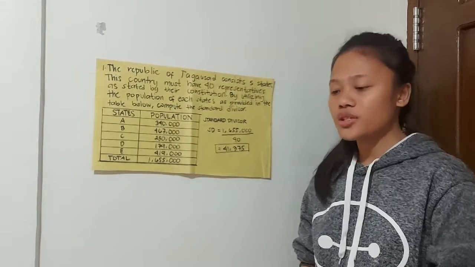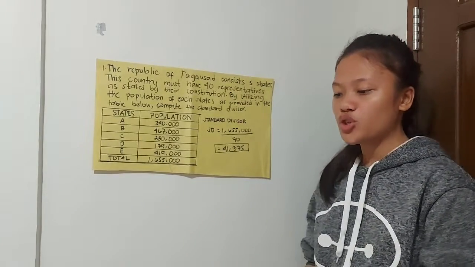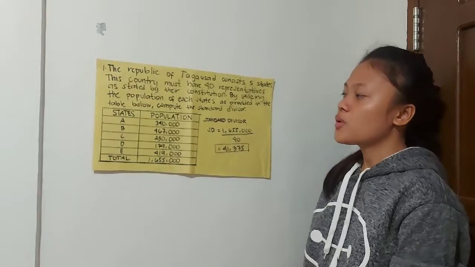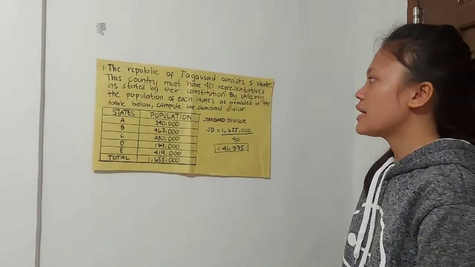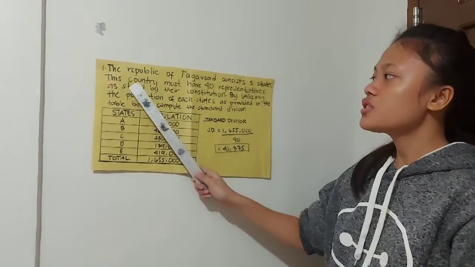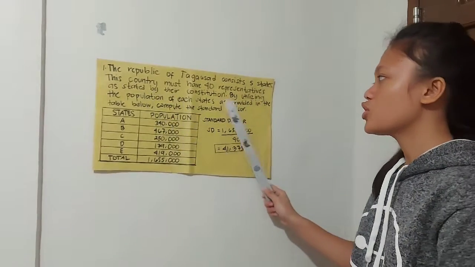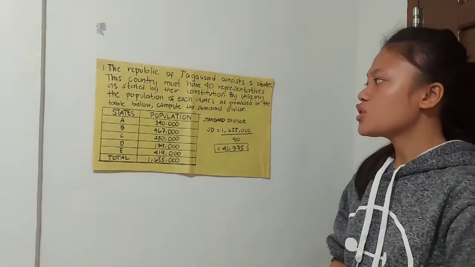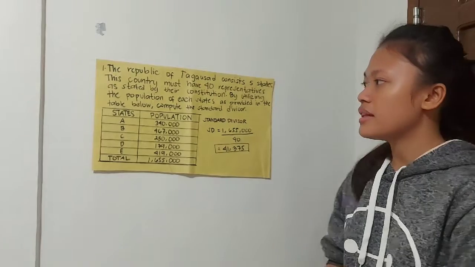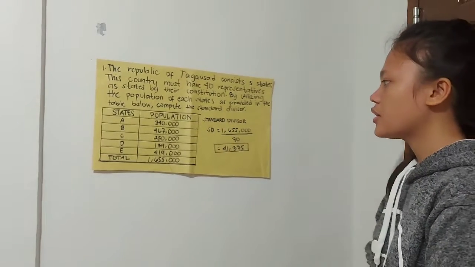So for these next questions, we are dealing with apportionment and voting. So first question, the Republic of Tagausad consists of 5 states. This country must have 40 representatives as stated by their constitution. By utilizing the population of each state as provided in the table below, compute the standard divisor.